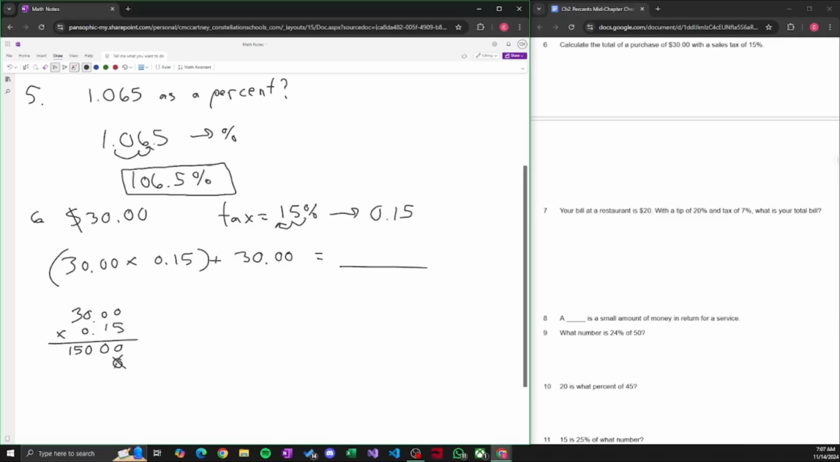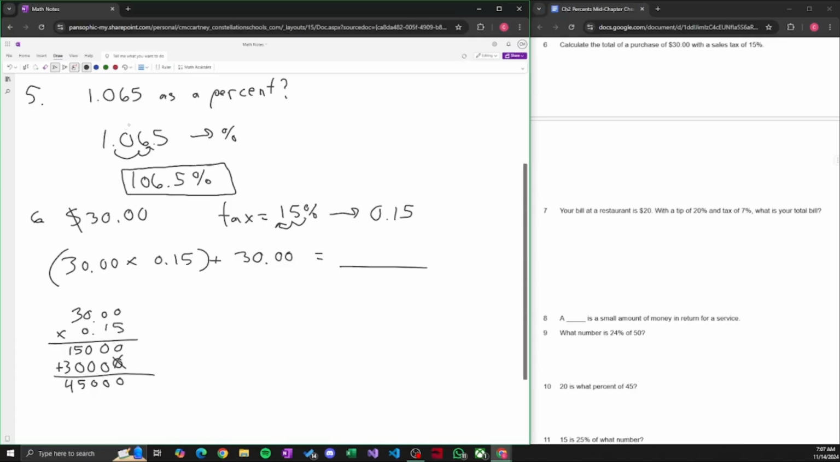Let's write in our placeholder 0. 1 times 0 is 0. 1 times 0 is 0. 1 times 0 is 0. 1 times 3 is 3. So let's add these together. We have 0, 0, 0. 5 plus 0 is 5. 3 plus 1 is 4.